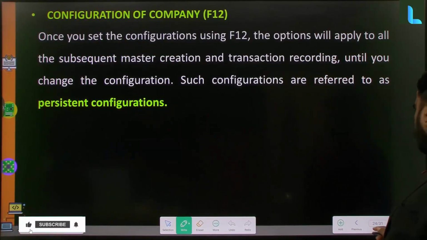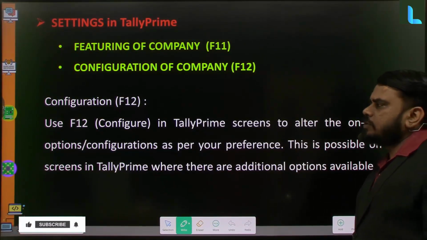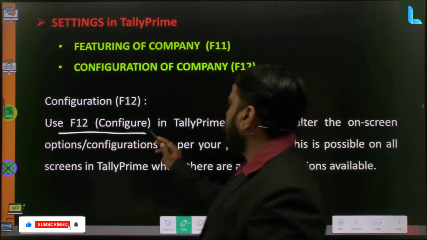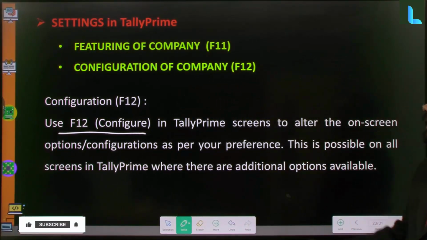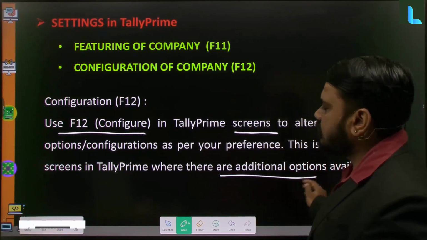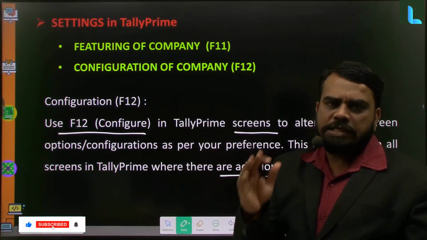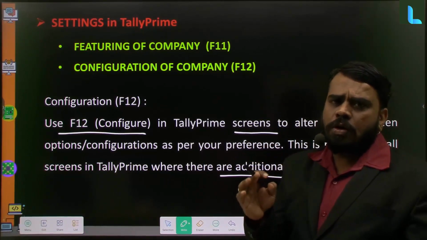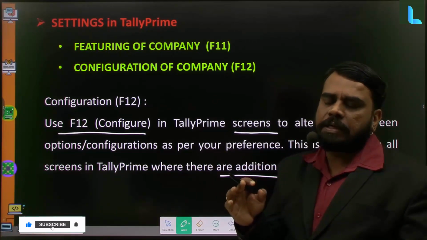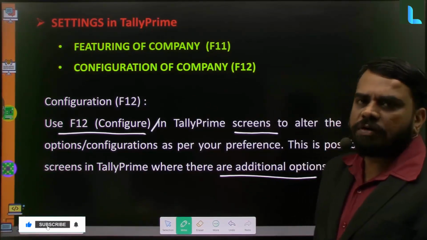The next type of setting is called configuration. For configuration we usually use the keyboard shortcut F12. Configuration happens in a Tally Prime screen. This option is basically used to configure the additional options available in that particular screen. When a screen has additional options, in order to make settings for them we use configuration, and the shortcut for configuration is F12.